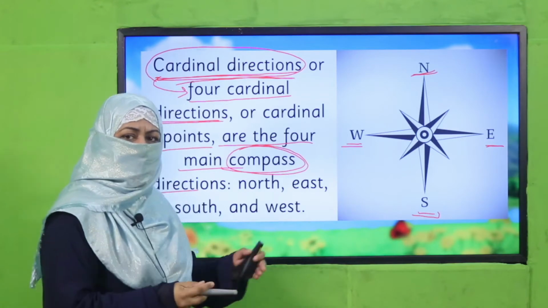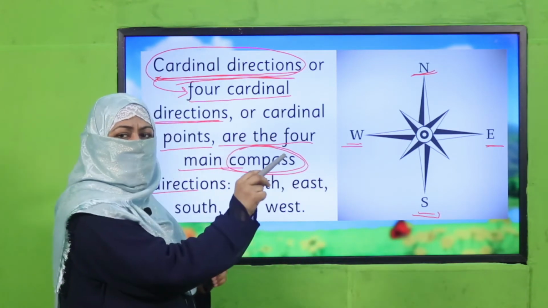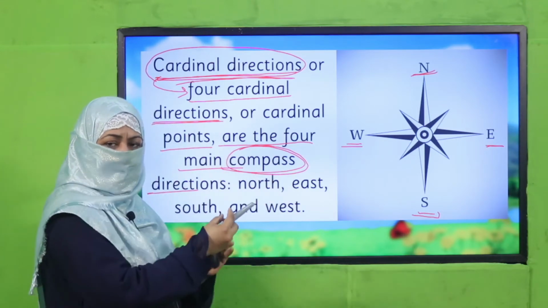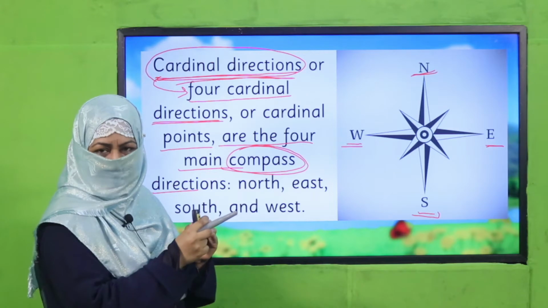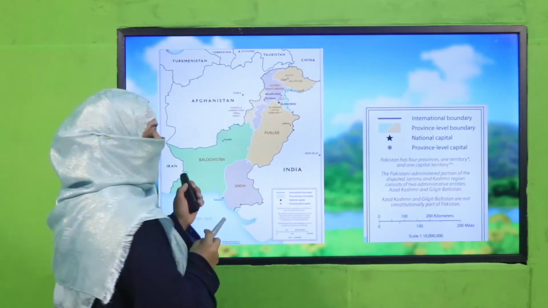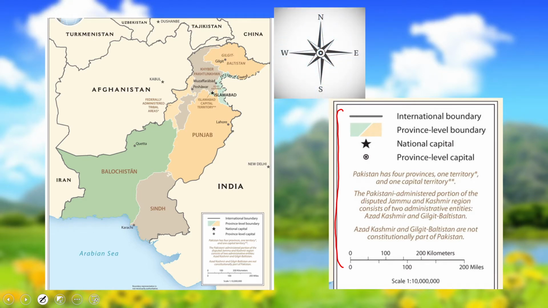Whenever we find a map, usually this cardinal direction symbol is given there. So first we should find where is east of this map, where is west, where is north, so we can find the exact location on the map. Okay, so this technique we'll learn today. Look at this map. Inshallah, we'll discuss the details in the next point. First, here is the cardinal direction.